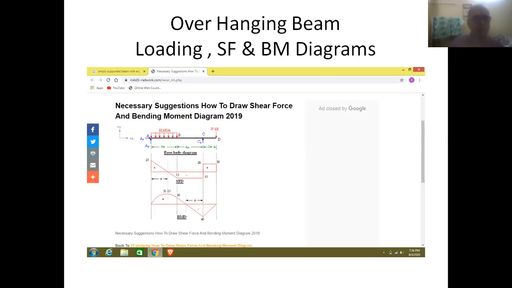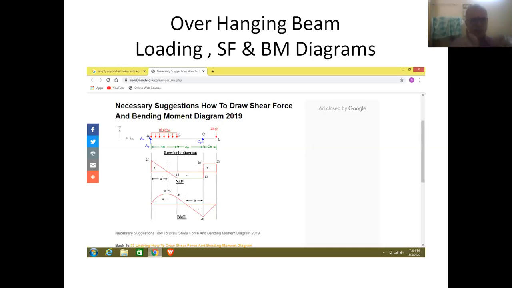Now we'll be starting at the right end of the beam and proceeding in reverse direction for reaching the left end of the beam. Therefore, firstly, the CD portion will be considered for preparing equations. Secondly, the BC portion will be considered. And finally, the AB portion will be considered for preparing SF and BM equations.